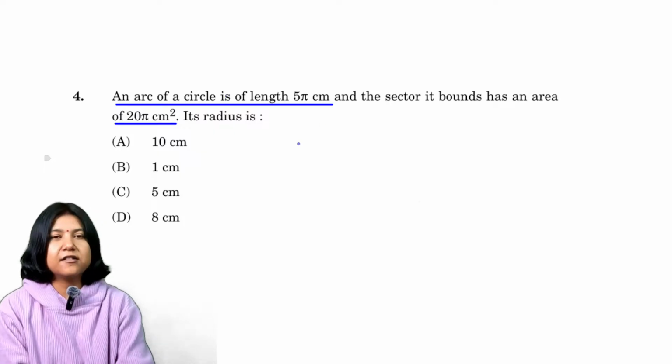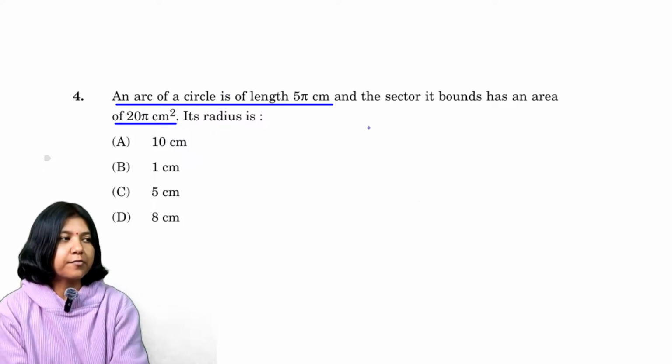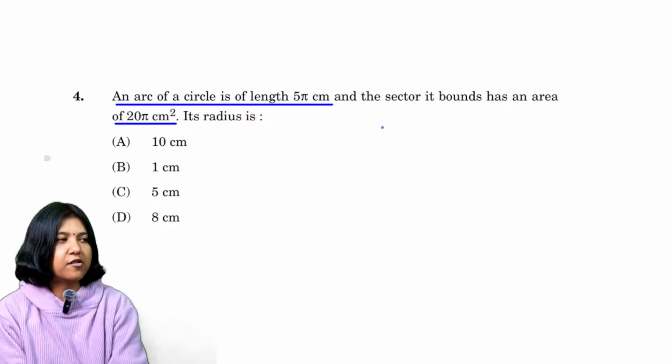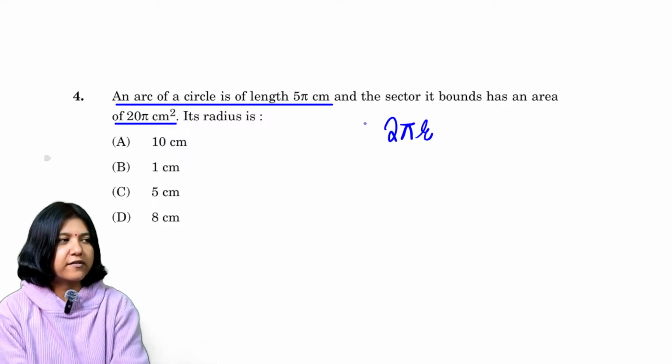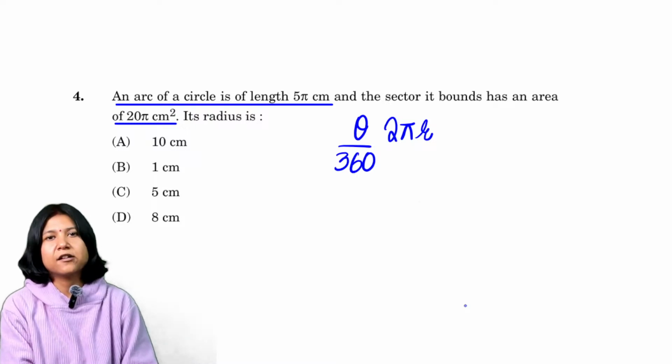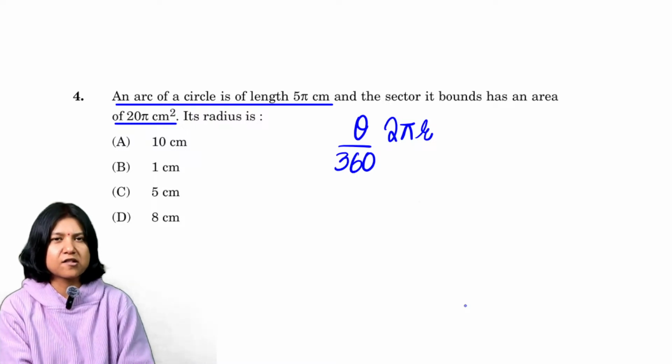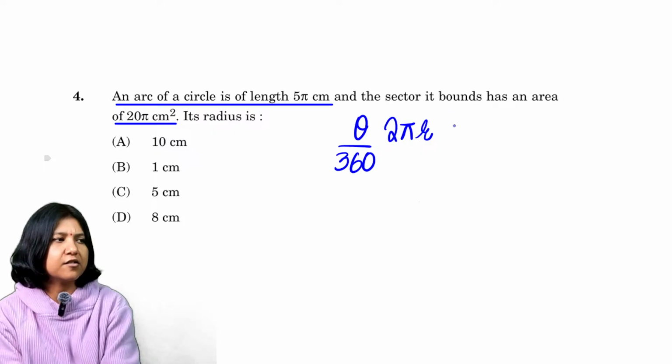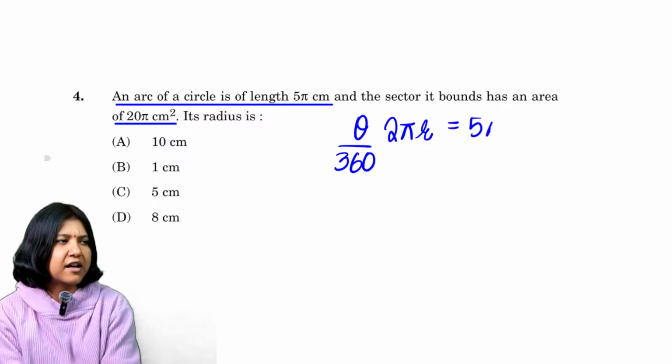The arc length is always equal to, as I told you, arc is a part of a circumference, so 2 pi r, but it is just a fraction. So what fraction is it? Theta by 360. That means whatever angle at the center makes with the total angle, that fraction times the total circumference gives you the arc length here. So that is given to you as 5 pi.